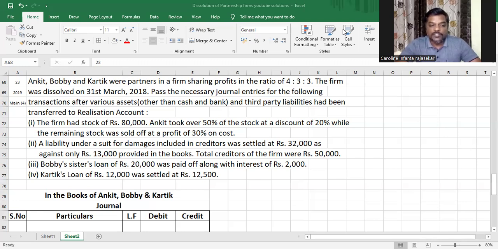Let's look at it. The firm had stock of rupees 80,000. Ankit took over 50% of the stock at a discount of 20%, while the remaining stock was sold at a profit of 30% on cost. Now it looks all confusing, am I right or not? But you don't have to get scared when so many numbers are there in one simple sentence. Just try to understand what exactly has happened. The firm had total stock of 80,000.